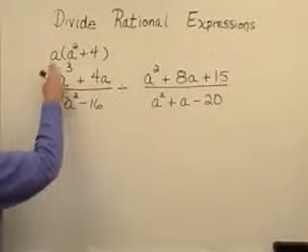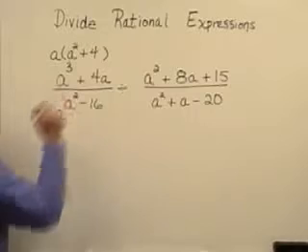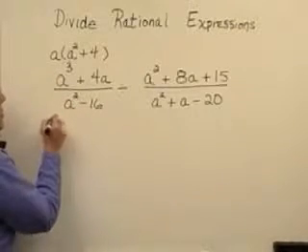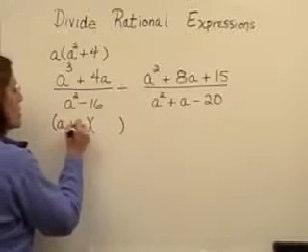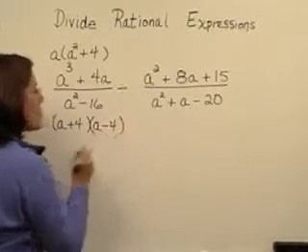In the parentheses, again, check it. A times a squared is a cubed. A times 4 is 4a. This is the difference of squares. Don't forget to factor that into the product of two binomials. One of them a plus 4, one of them a minus 4.